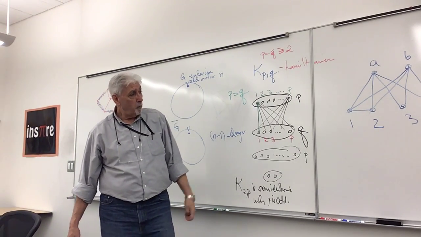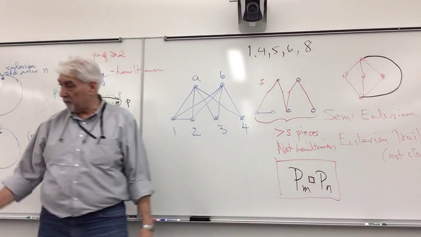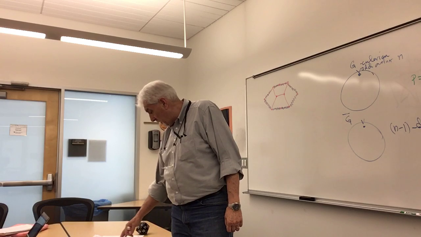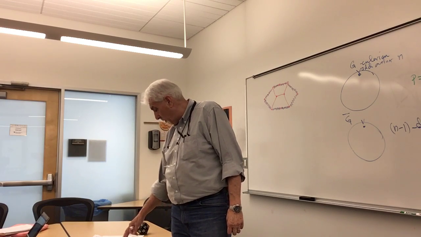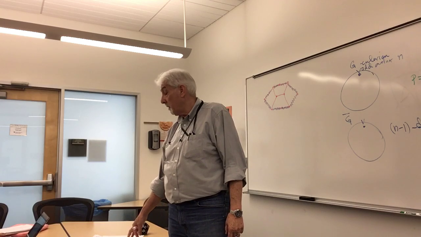When is P_M cross P_N Hamiltonian? You remember what this is, and there's lots of pictures if you turn to page 211. Here are a 3x3, 3x4, 3x5, 3x6. Oh, maybe there's something with 3s.